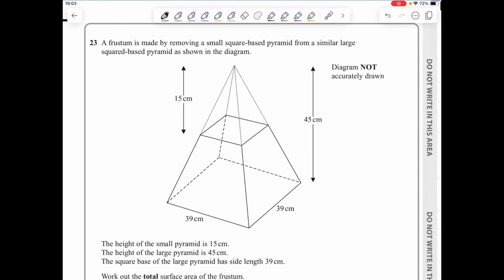First thing I'm going to do for question 23 is figure out the scale factor between the two pyramids. Since I know the heights of both pyramids, then 45, which is the height of the large one, divided by 15, which is the height of the small one, gives me 3, and that is my scale factor. Next, consider this triangle passes through the vertex of the large pyramid, and through the midpoints of two opposite sides of the pyramid. It also passes through the center of the base of the large pyramid. Let's extract this triangle.